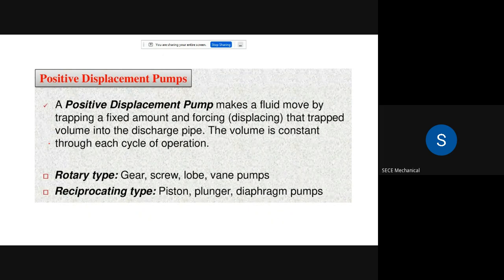The term positive displacement means we are moving the fluid within a confined region. Say, for example, a screw compressor has a cross-section area, a confined zone, and within that confined zone we are pushing up the fluid, right? So thereby the pressure is increased. That kind of system is called a positive displacement pump.